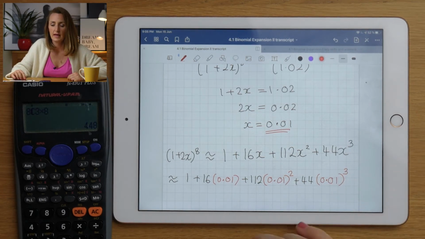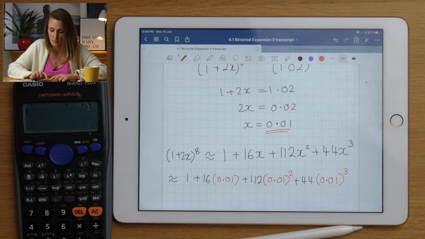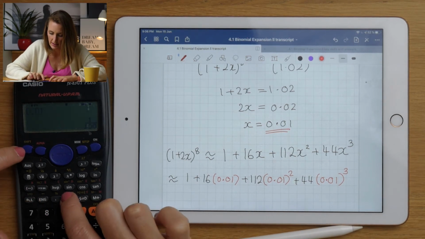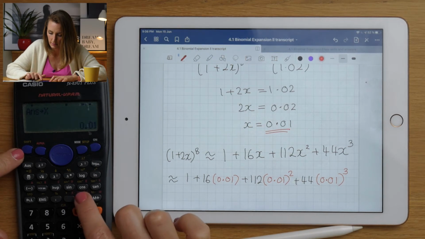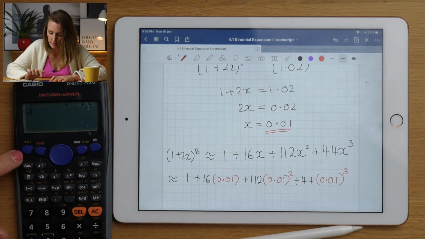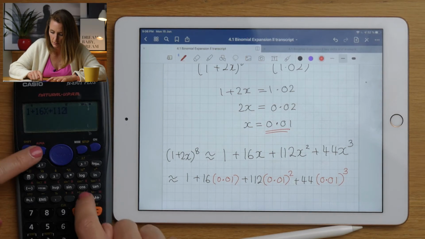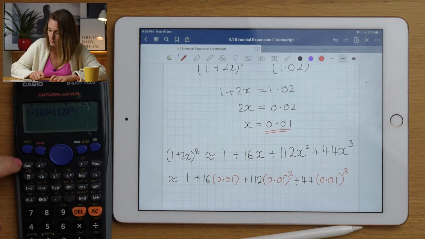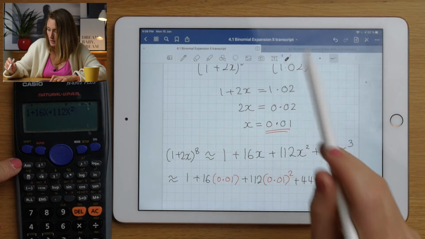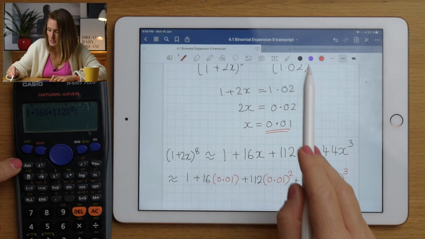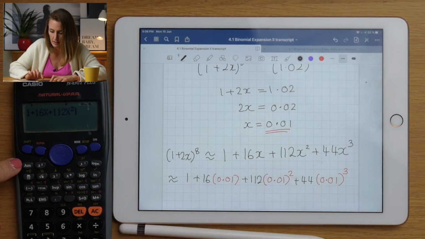If I was going to type this in a calculator, the quick way I would do it like this. I would type 0.01 in and store that to be x. Okay? So now whenever I press X, I get this one. Then I would type this equation in using the alpha key. If you find that too stressful, you could just type it in like that. But you're just going to waste a bit more time. It's not the end of the world.